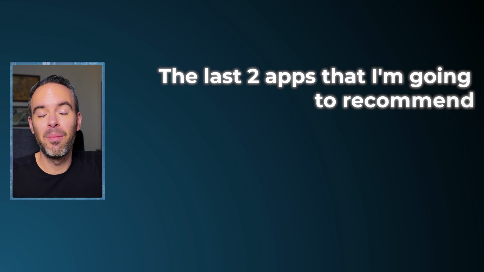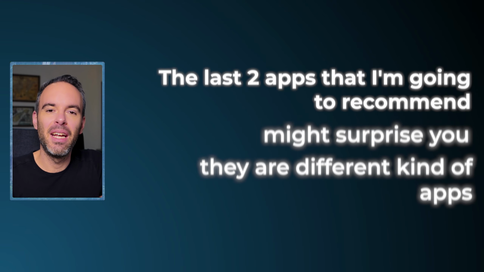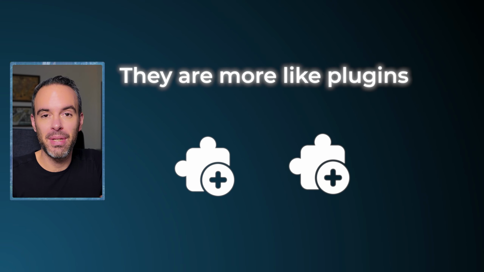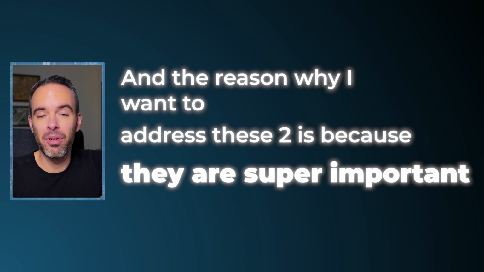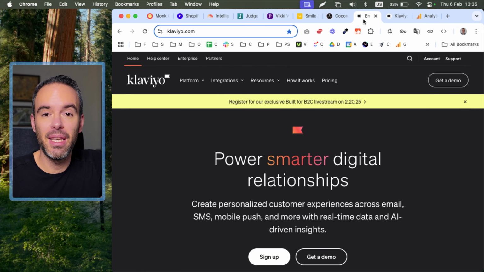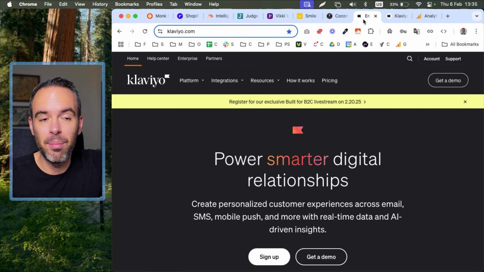Now, the last two apps that I'm going to recommend might surprise you because they are different kind of apps. They are more like plugins that you can use on your website. And the reason why I want to address these two is because they are super important, especially the last one. Now, Klaviyo allows you to send emails and SMS and even app notifications based on users' behavior. And this is very powerful.